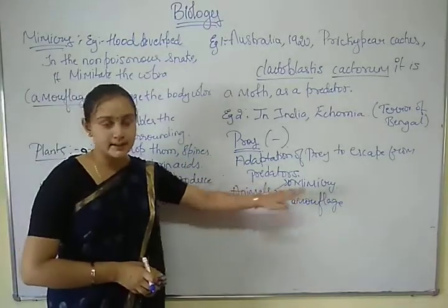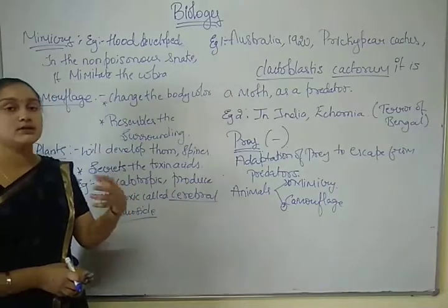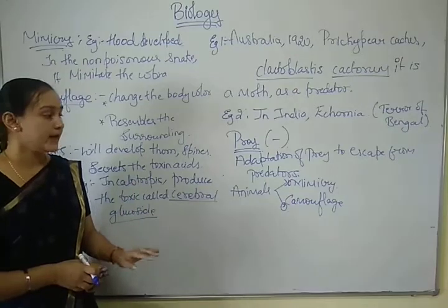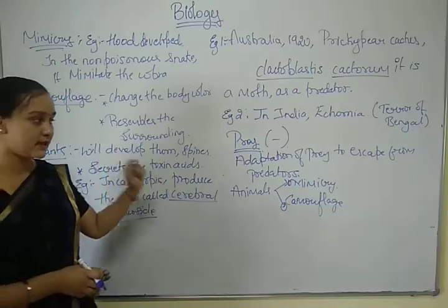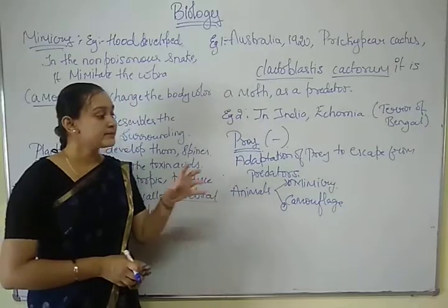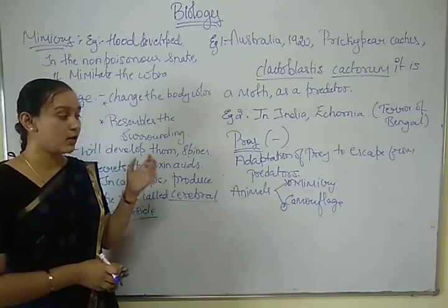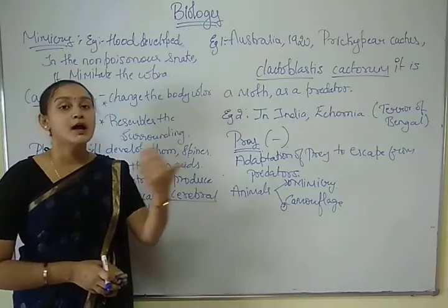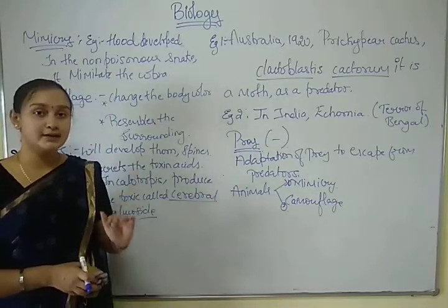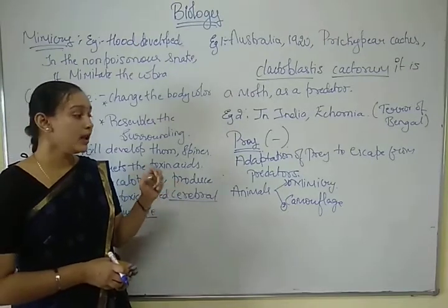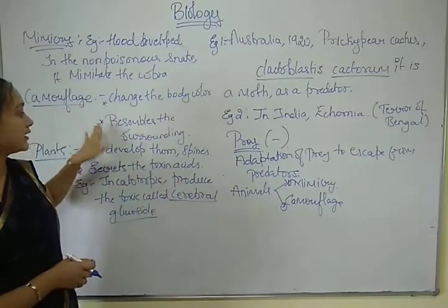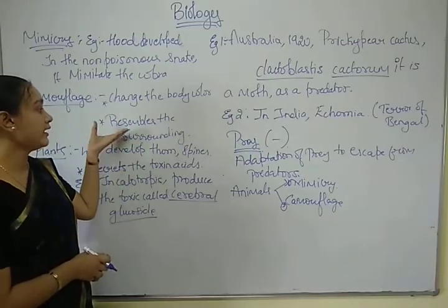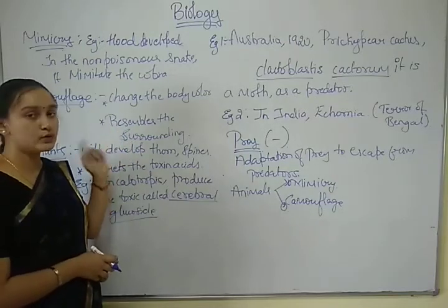So first one is mimicry. The plant will imitate some other organism so that the predator should not attack them. So that was the first adaptation. And in camouflage, the plant and the organisms will change their body color such that the predators couldn't identify the prey, or else the prey will look similar to the surrounding.